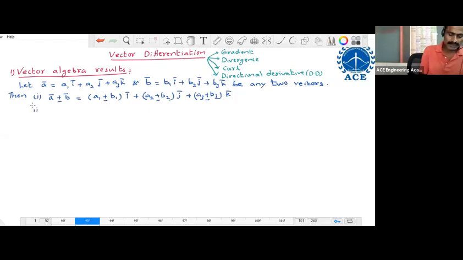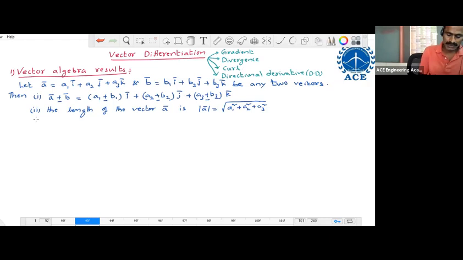Next, second result. The length of the vector A bar, that is the modulus of A bar, is equal to the square root of A1 square plus A2 square plus A3 square. The length of the vector A bar is given by this.